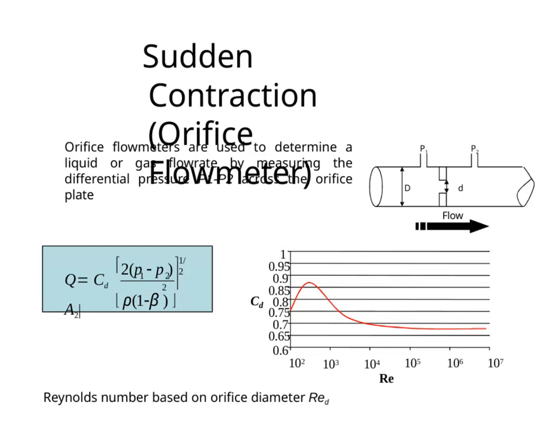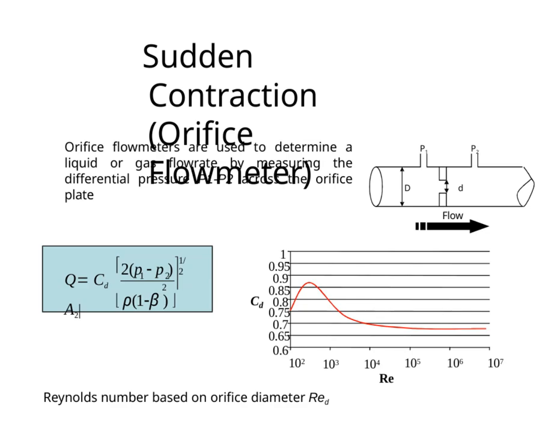Let's take a closer look at orifice flow meters, a common tool for measuring flow rates of liquids and gases. They work by creating a pressure difference across a plate with a small opening. That's the orifice. The flow causes a drop in pressure from P1 to P2, and by measuring this difference, we can calculate the flow rate. This slide shows the relationship between pressure, flow, and factors like the Reynolds number, which tells us about the flow's behavior around the orifice.